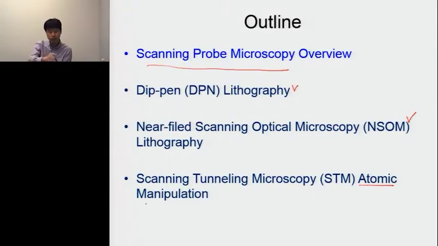Actually, for this technology, instead of lithography, I call it manipulation, because the way of transferring the pattern is a little bit different from the traditional way of lithography. So we will talk about that in more detail later in this lecture.